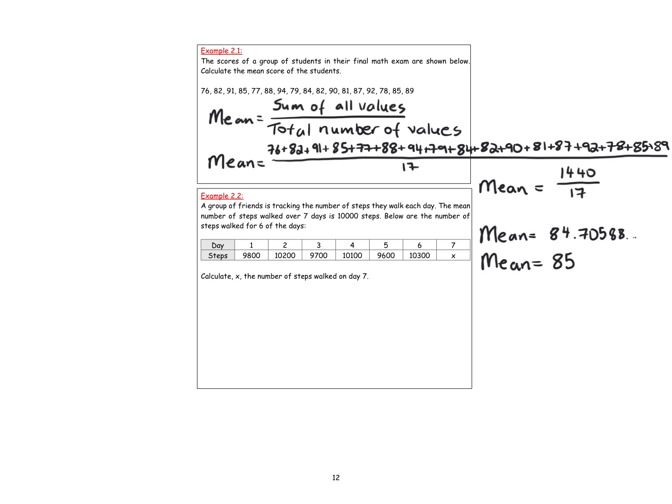In example 2.2, it says a group of friends is tracking the number of steps they walk each day. The mean number of steps walked over 7 days is 10,000. Below are the number of steps walked for 6 of the days. It then says calculate X, the number of steps walked on day 7. Again, the formula here is the same. The mean is equal to the sum of all values divided by the total number of values.